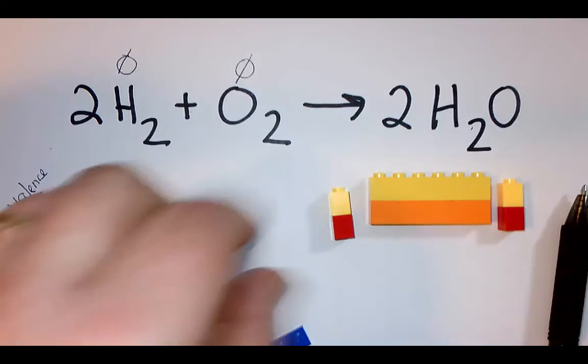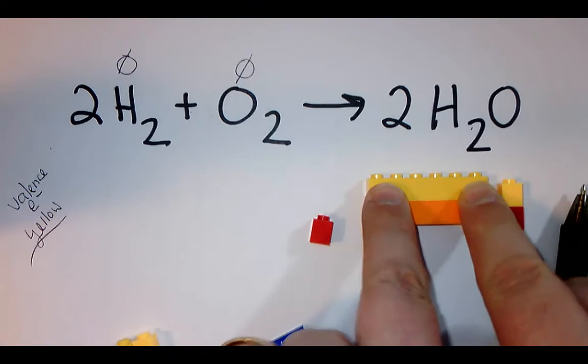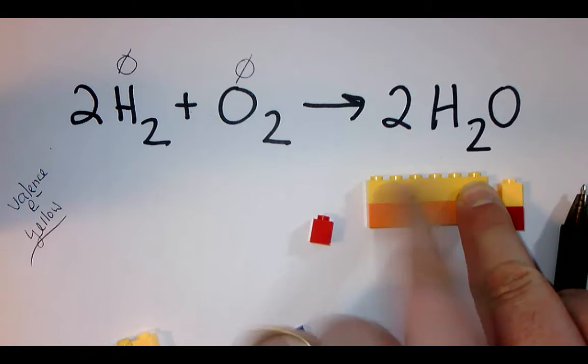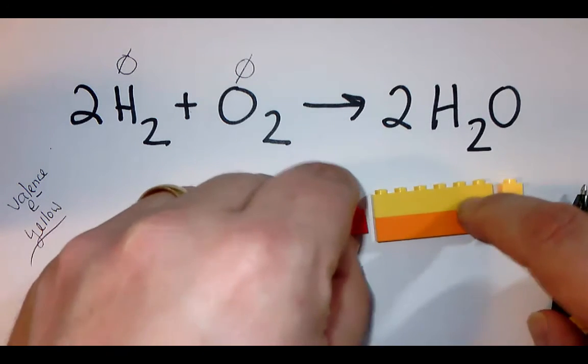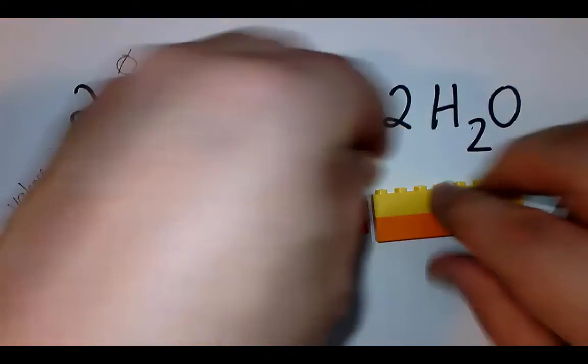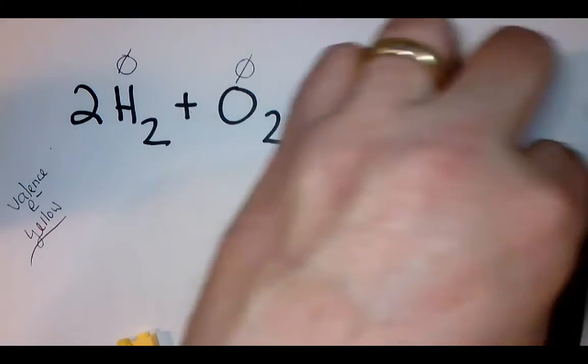Well, how does that bond happen? Well, oxygen, these 6 electrons are all tightly bound to oxygen, so none of those are going to come off. And in fact, oxygen is going to go ahead and look at hydrogen and say, hey, I'll take that. And hey, I'll take that.